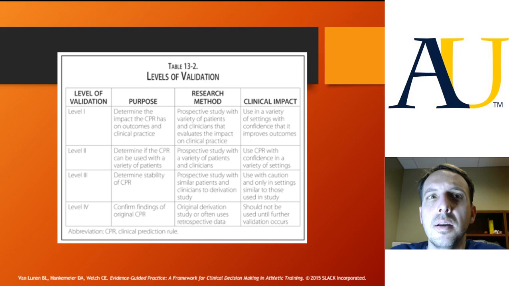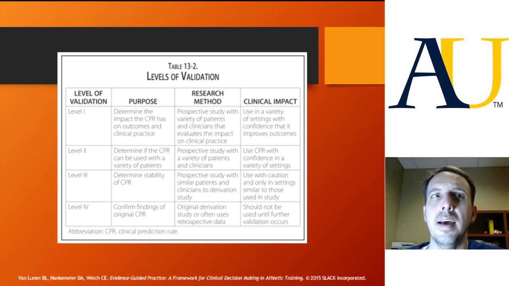But we then need to look at the stability of the clinical prediction rule. And so this now gets into the idea of prospectively studying individuals. Oftentimes these clinical prediction rules are created on individuals that we already know have the condition. So we need to prospectively look at them on whether or not it's in fact truly predictive. And then level 2 is determining with a variety of patients.